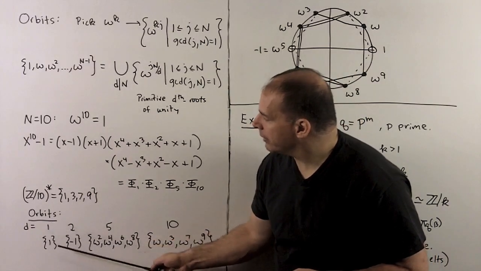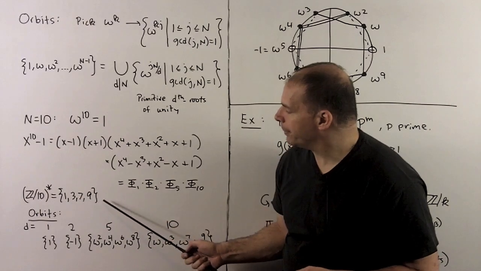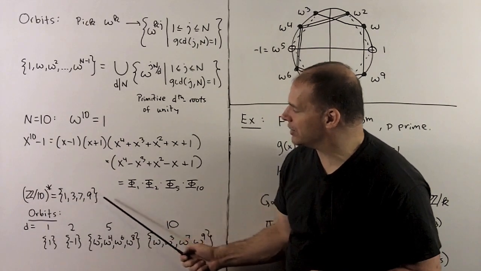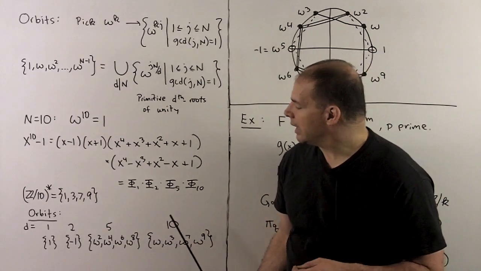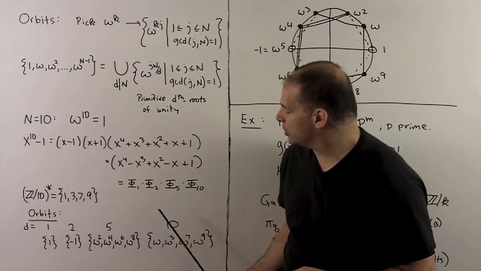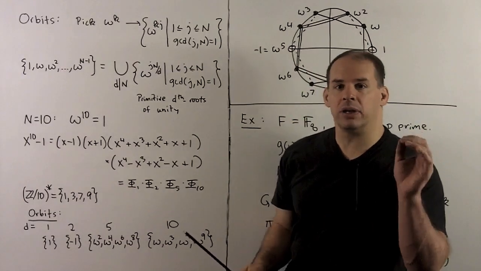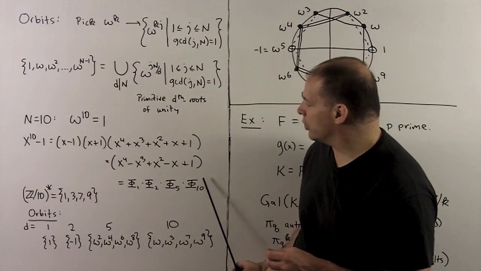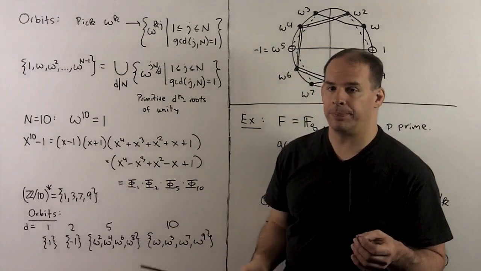Well, if we have 1, that's going to be in its own orbit. Minus 1 is in its own orbit. If I take omega squared, we're just going to take the exponent 2 and multiply by these numbers. We have the primitive fifth roots of unity. If we take omega, its exponent is a 1, we multiply by these numbers, we just get back the primitive 10th roots of unity. Now, an important thing to notice, these orbits are going to correspond to the irreducible factors in our polynomial. We'll explain that in a little bit.